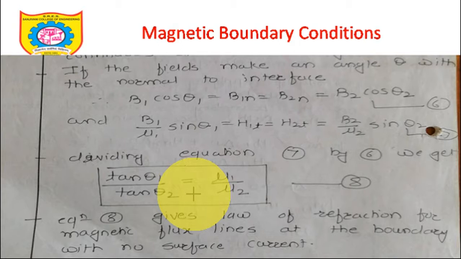So in the numericals of this particular topic, if theta 1 is known to you, mu1 is known to you, mu2 is known to you, you can calculate theta 2. So of these four quantities, if three are known, you can calculate the fourth directly by using this expression. And equation 8 gives the law of refraction for magnetic flux lines at the boundary with no surface current. So that's it from my side. This is a very important question from the examination point of view, and you should be well prepared for it.